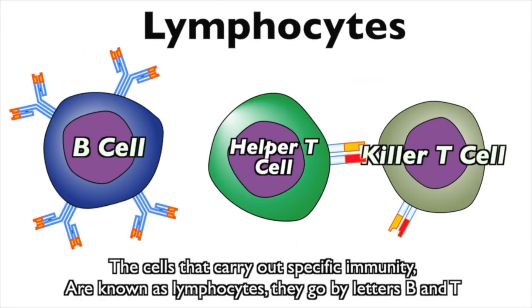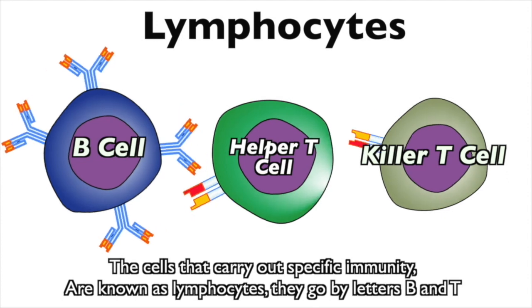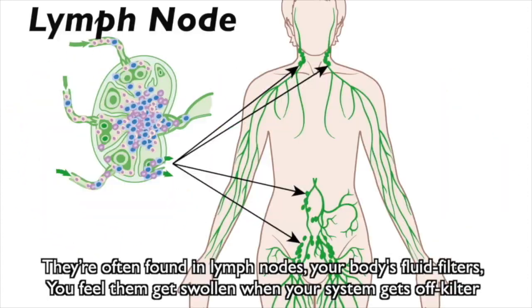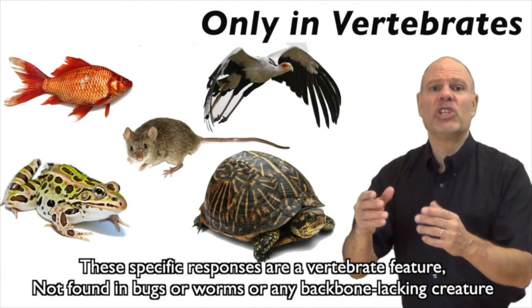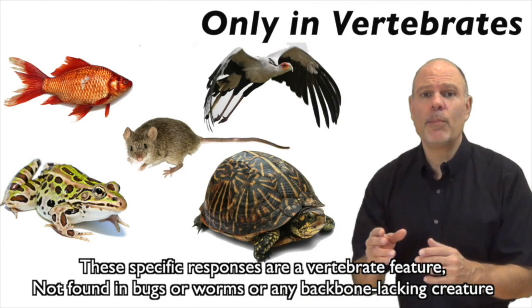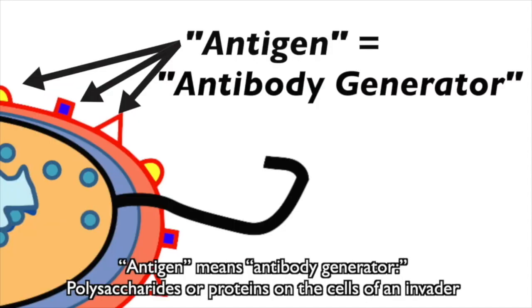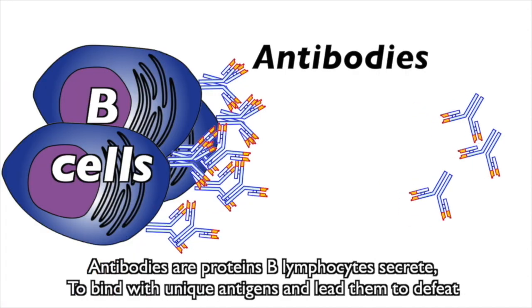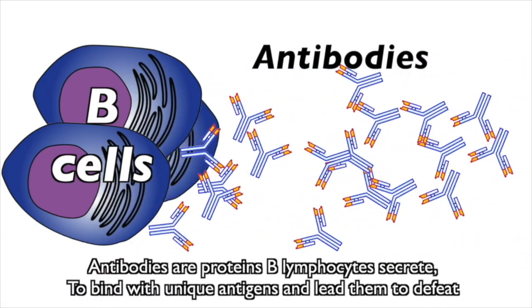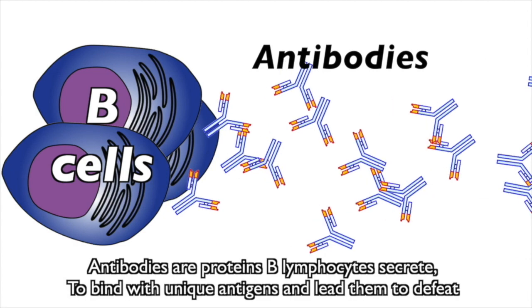The cells that carry out specific immunity are known as lymphocytes. They go by letters B and T. They're often found in lymph nodes, your body's fluid filters. You feel them get swollen when your system gets off kilter. These specific responses are a vertebrate feature not found in bugs or worms or any backbone-lacking creature. The response is elicited by what's called an antigen, a portion of a molecule on an invading pathogen. Antigen means antibody generator. Polysaccharides are proteins on the cells of an invader. Antibodies are proteins the lymphocytes secrete to bind with unique antigens and lead them to defeat.